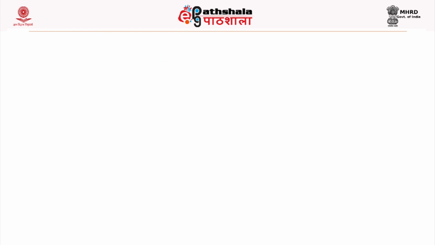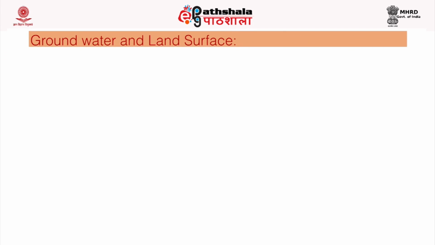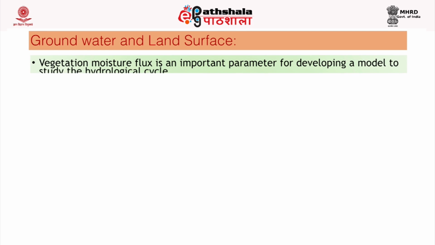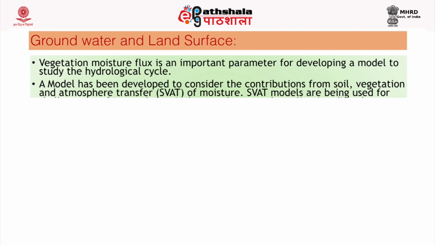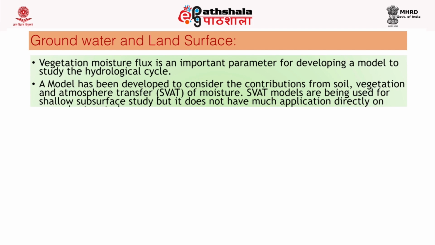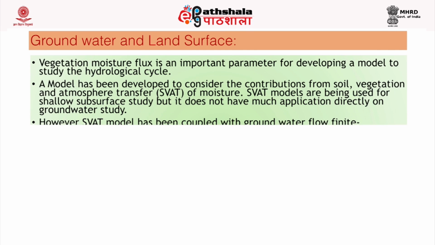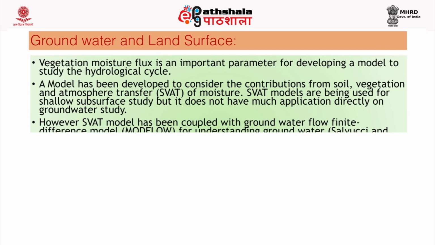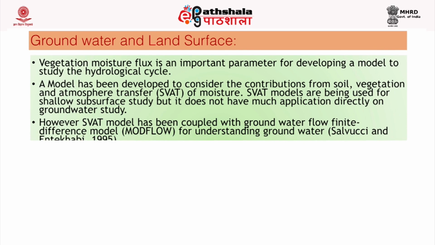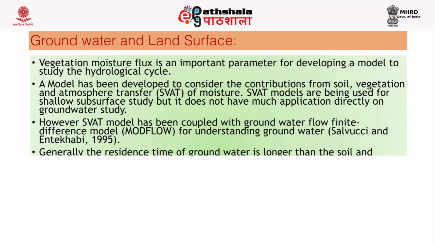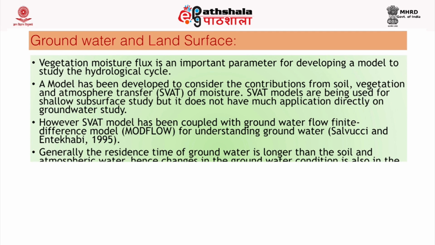Another important aspect is vegetation moisture flux. This parameter is required for developing a model to study the hydrological cycle. Without the hydrological cycle of that particular region, it is difficult to get information about the groundwater. The model has been developed to consider the contribution from soil, vegetation and atmospheric transfer of moisture. That model is called SVAT. S stands for soil, V stands for vegetation, AT stands for atmosphere transfer.